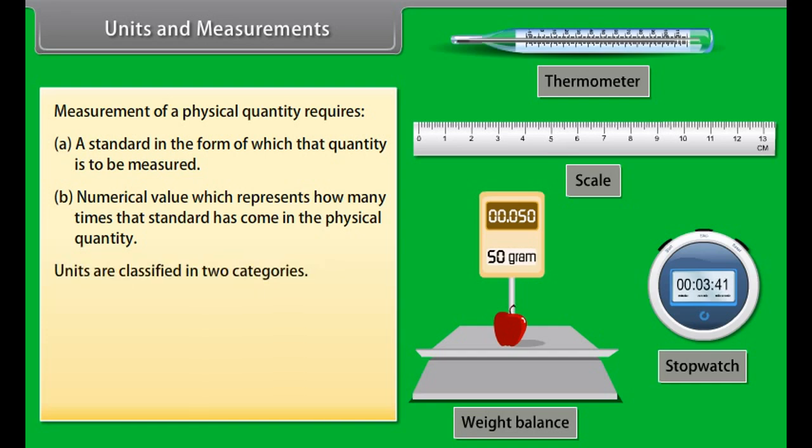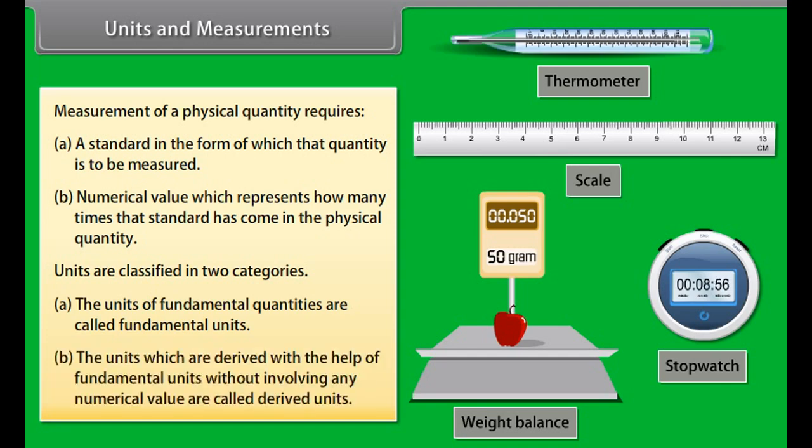Units are classified in two categories. They are A, fundamental units and B, derived units. A. The units of fundamental quantities are called fundamental units. B. The units which are derived with the help of fundamental units without involving any numerical value are called derived units.